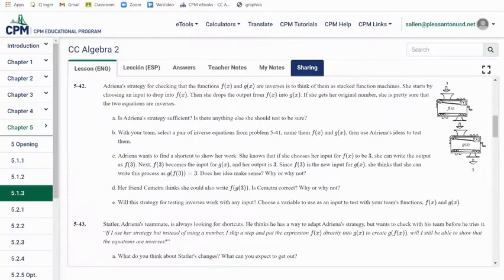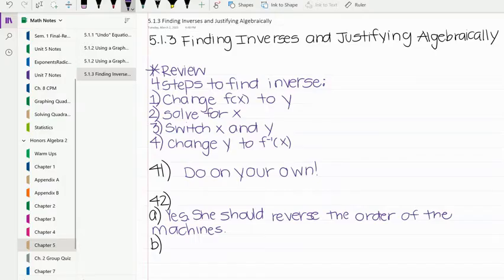Okay, so part B is now saying with your team, select a pair of inverses from the equations of problem 41, name them f of x and g of x, then use Adriana's idea to test them. So I'm going to just use the first function, which was A. I'm going to say that f of x is going to be 2 times x minus 1 cubed. And for the inverse, which they're wanting us to call g of x, you should have gotten the cube root of x over 2, plus 1.